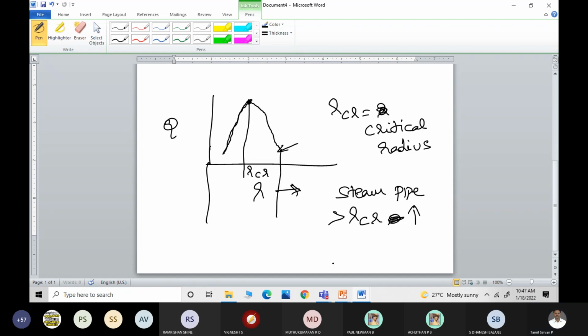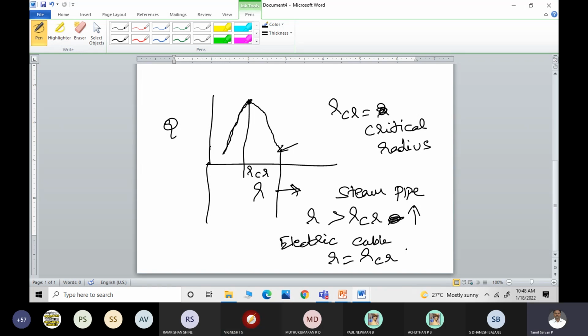But for electric cables, which one should we give? Less than RCR, or equal to RCR? Equal to RCR, that's correct. The heat has to be dissipated out. Am I correct? If it is less than RCR, what would happen?